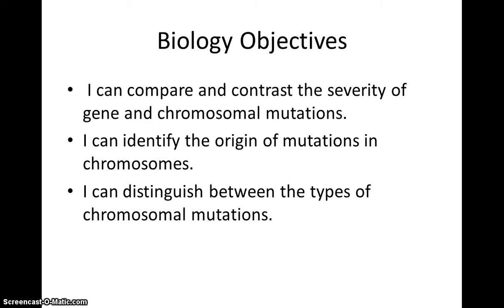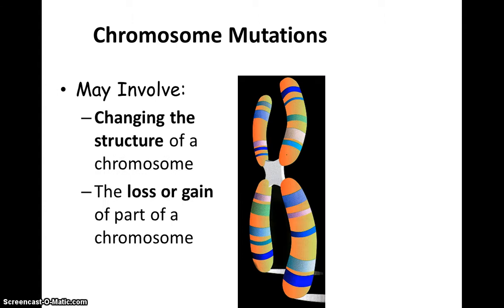So in today's lesson, we're going to be focusing on the other type of mutations that can occur, and these are going to be larger chromosomal mutations. Our 3 goals or objectives are to compare and contrast the severity of gene and chromosomal mutations. Yesterday we talked a lot about the different levels of severity with genes. We'll think about chromosomal today. Identify the origin of mutations in chromosomes. And again, these are going to be larger. And also distinguish between the types of chromosomal mutations. We'll see there are several types.